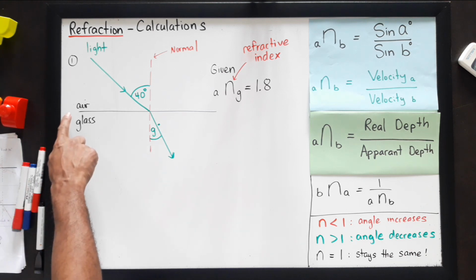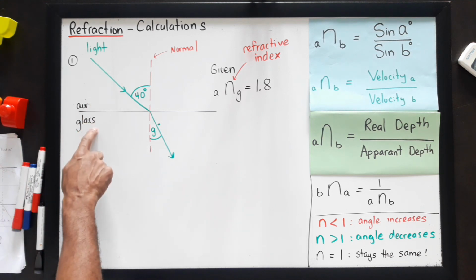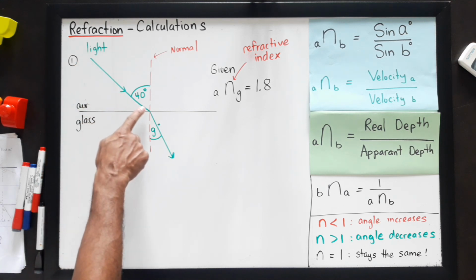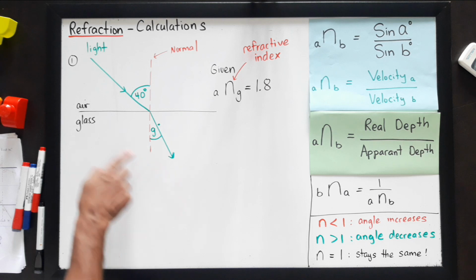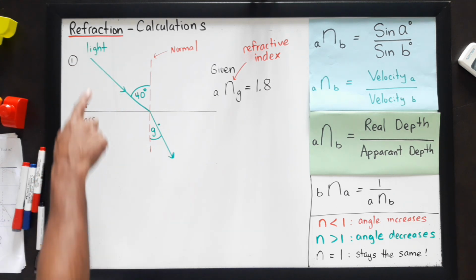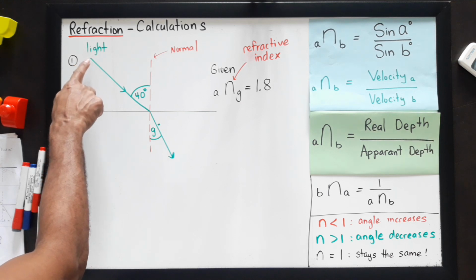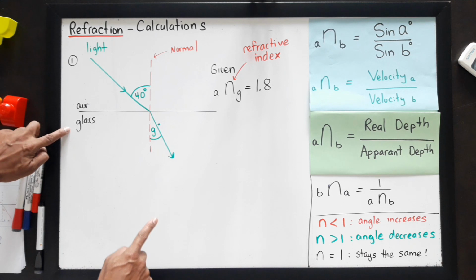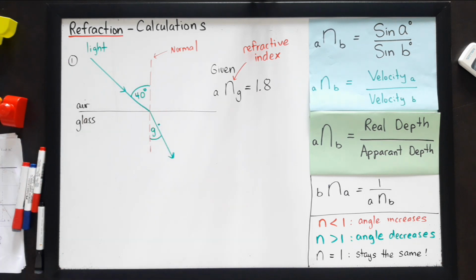Let's assume that we have an air glass boundary and we have light trying to move from the air part into the glass part. Now, anytime a wave, it doesn't have to be light, but in this case it's light, tries to go from one medium into a different medium, the angle will change. Everything here on the side are formulas that will help us calculate the change in the angle.